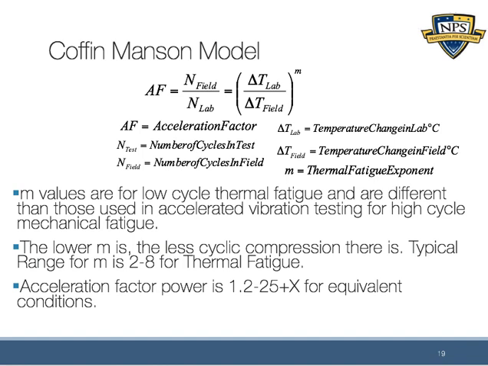The M values for the low cycle thermal fatigue are different than those used in the accelerated vibration testing for high cycle fatigue, which we'll talk about in a little bit. The lower the M is, the less compression there is. So higher M's, more compression, lower M's, less compression. Typical values are between 2 and 8.